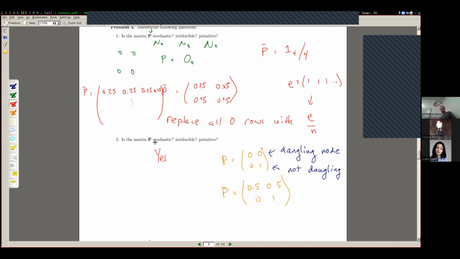Okay, so the P bar matrix, we said, doing this one change right here, replacing all the 0 rows with the E divided by N, that gets us the stochasticity property. Does that get us irreducibility? No. Why not? Because we can still get stuck places. Do you have an example? Do I have an example off the top of my head?